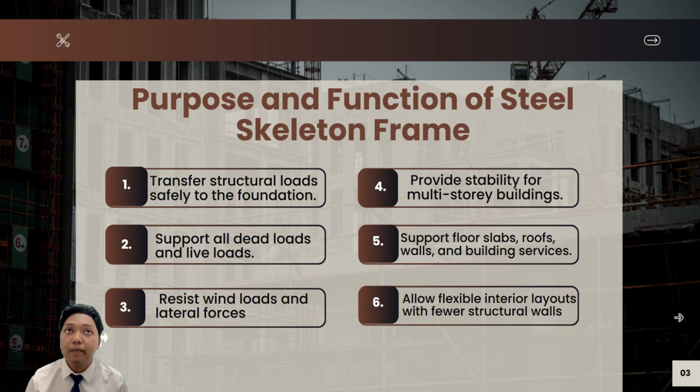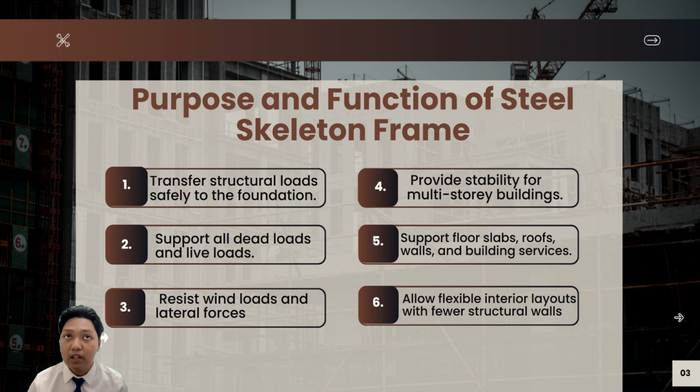The next one, purpose and function of the steel skeleton frame. The steel skeleton frame transfers structural load safely from the upper part of the building to the foundation through steel columns and beams. It supports all dead load and live load. Dead load refers to the permanent weight of the building, while live loads are temporary loads such as occupants and furniture. Steel frames provide resistance against wind load and lateral force. This prevents excessive movement and improves the stability of high-rise buildings.